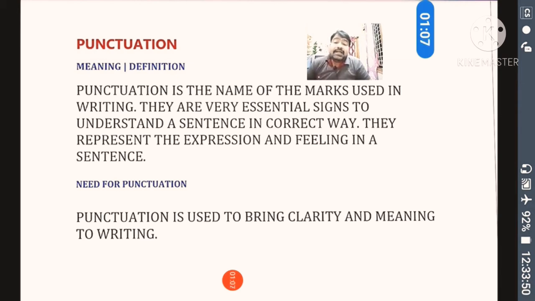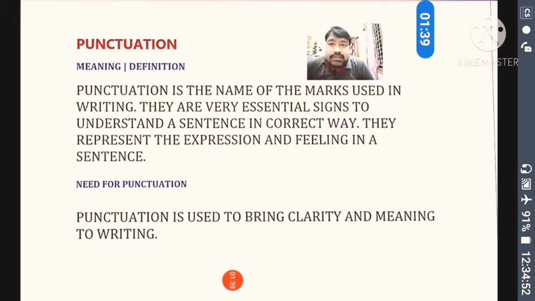Punctuation is used to bring clarity and meaning to writing. In our writing, punctuation will bring clarity. So that is why we use punctuation in our English grammar.